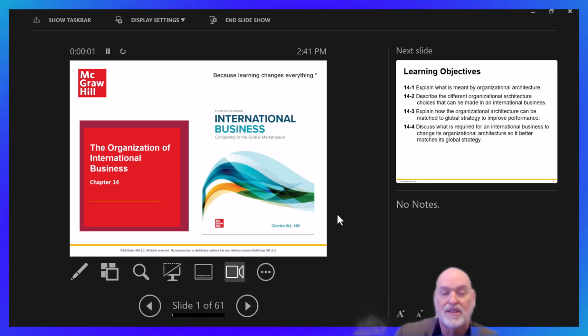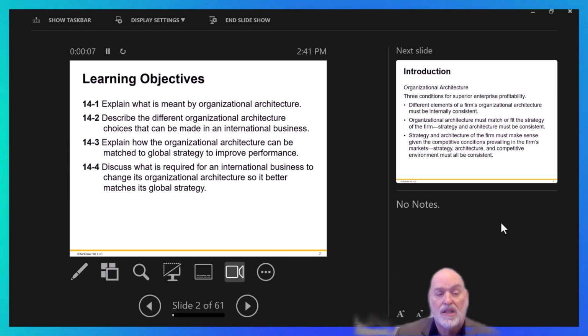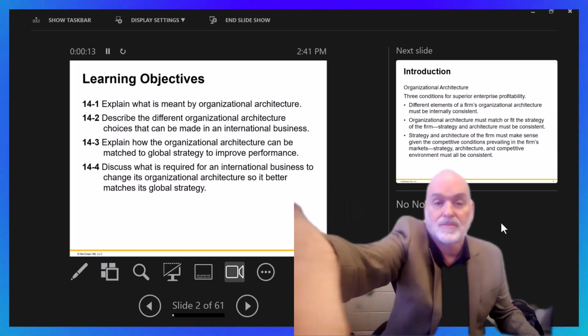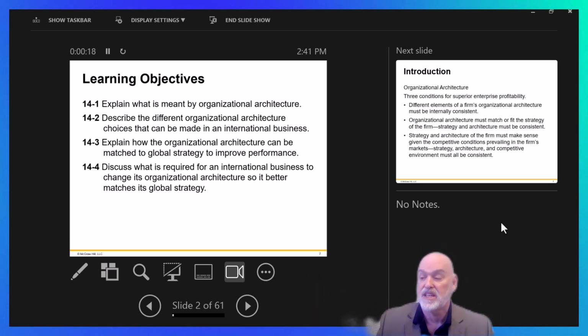Our learning objectives: explain what is meant by organizational architecture, describe the different organizational architecture choices that can be made in international business, explain how the organizational architecture can be matched to global strategy to improve performance, and discuss what is required for an international business to change its organizational architecture so it better matches its global strategy.